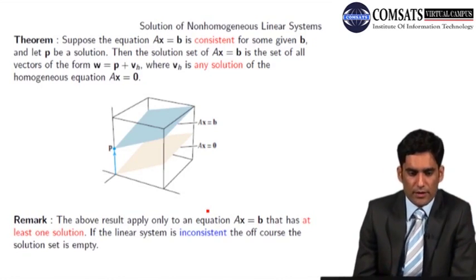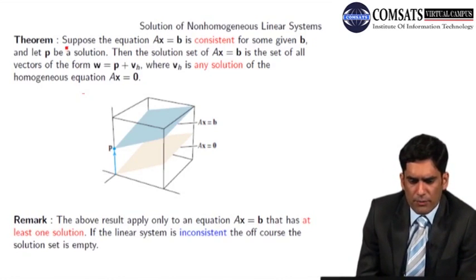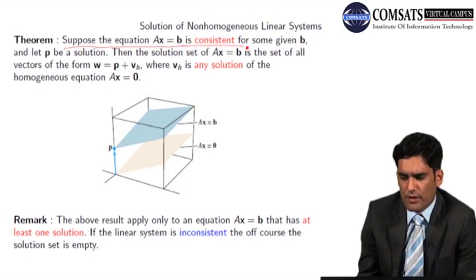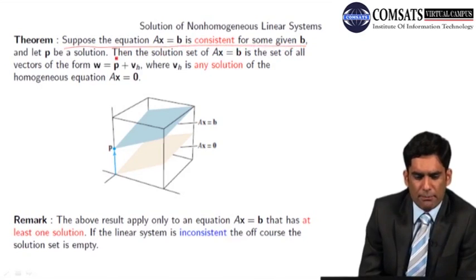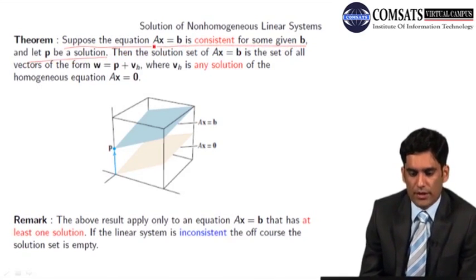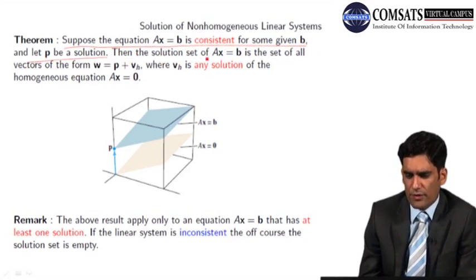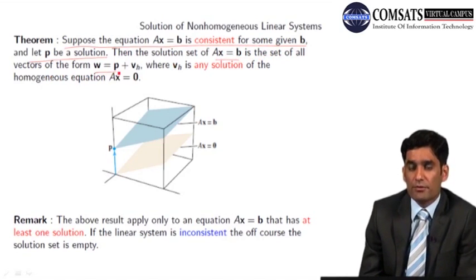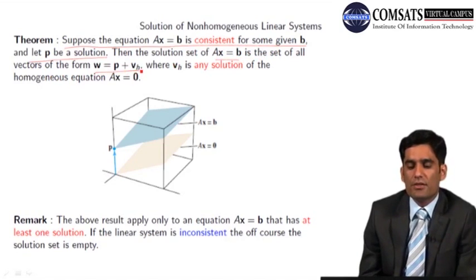So we have the theorem. Suppose the equation Ax equals b is consistent for some given b, and let p be a solution. p is a solution of the non-homogeneous system. Then the solution set of Ax equals b, the non-homogeneous system of linear equations, is the set of all vectors of the form w equals p plus vh, where vh is any solution of the homogeneous equation.